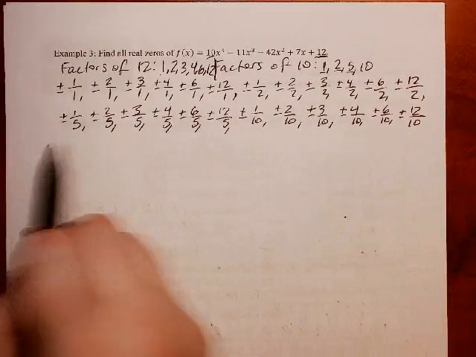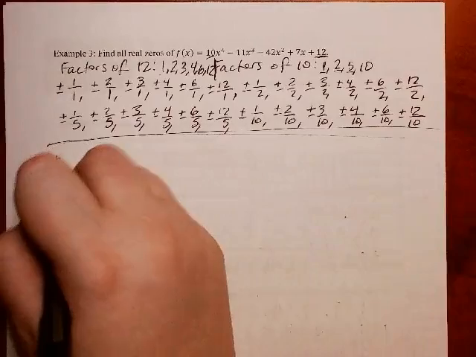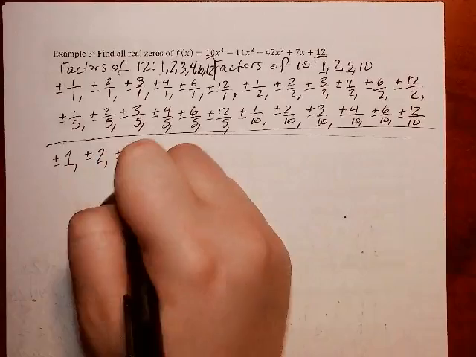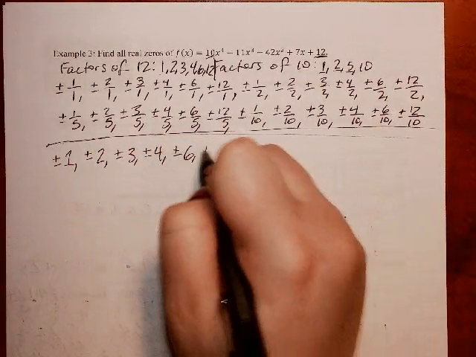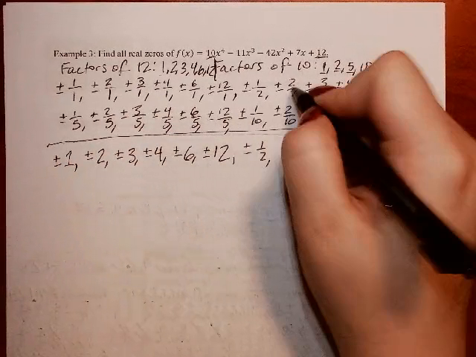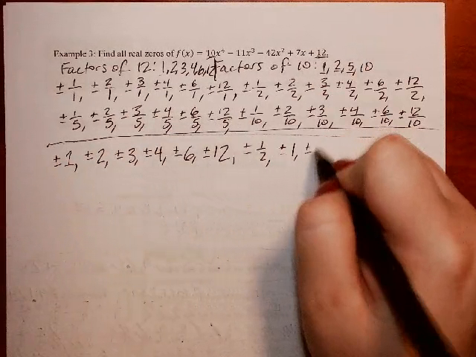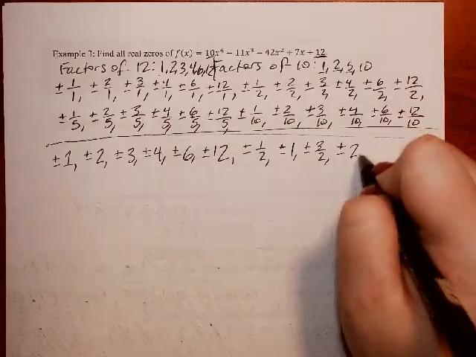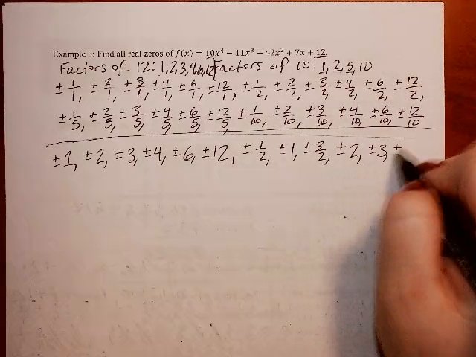So now I rewrite these, simplifying as I go. So positive or negative 1, positive or negative 2, positive or negative 3, positive or negative 4, positive or negative 6, positive or negative 12. Now this one, positive or negative 1/2. 2 over 2 simplifies to 1, so positive or negative 1. Positive or negative 3 over 2, because that doesn't simplify. This one simplifies to positive or negative 2. This one simplifies to positive or negative 3. And this one is positive or negative 6.